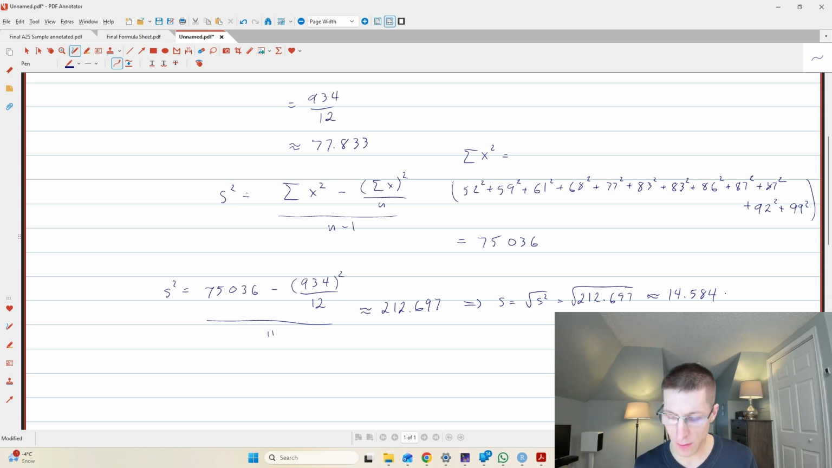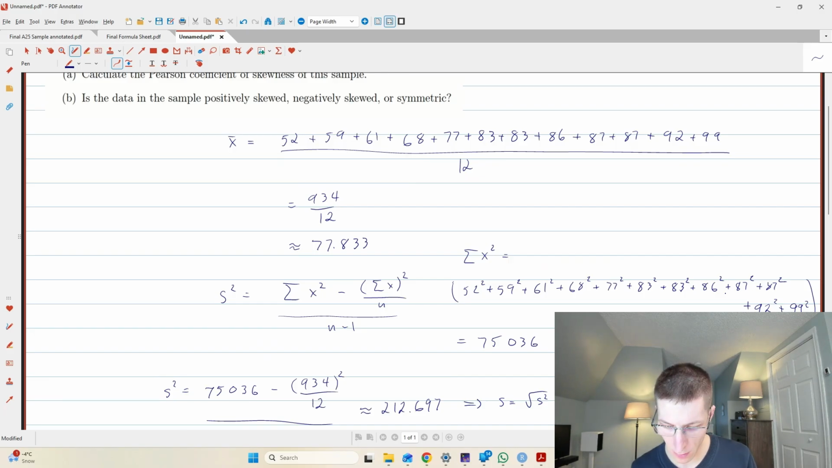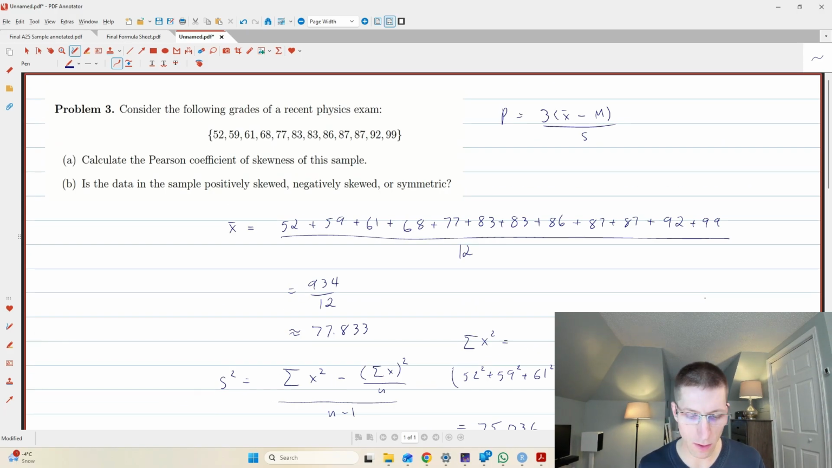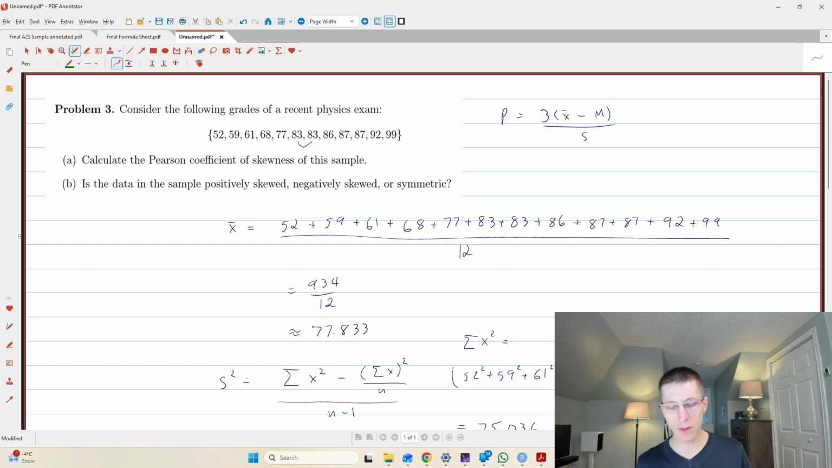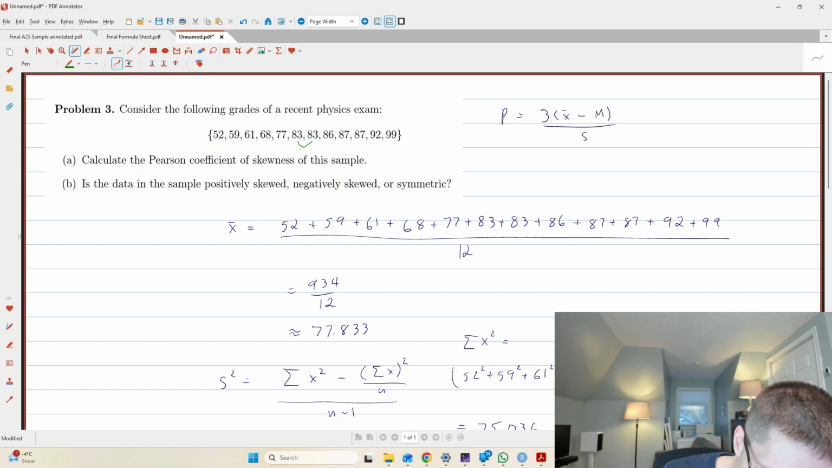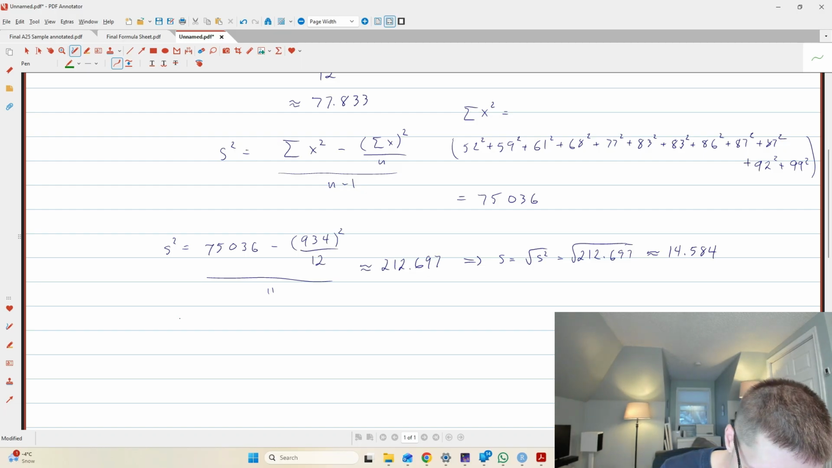And so that gives me two of the things I need. And then I also need to find m, which is the median. And the data is already in ascending order. And because I have an even number of data points, there's going to be 2 points in the middle. I've got these two 83s in the middle. And so I have to take their mean. And the mean of those is obviously going to be 83. Whenever I have 2 points in the middle, I have to take the average of them. So m equals 83.